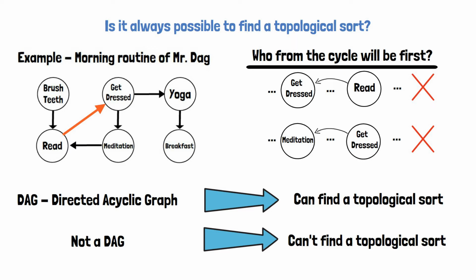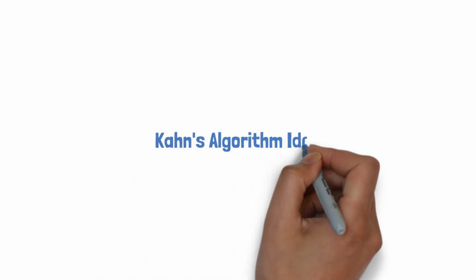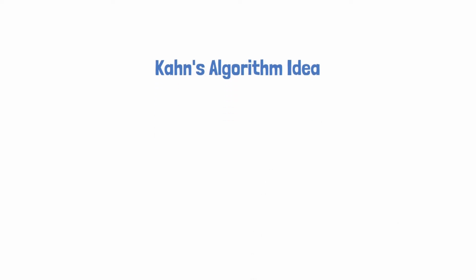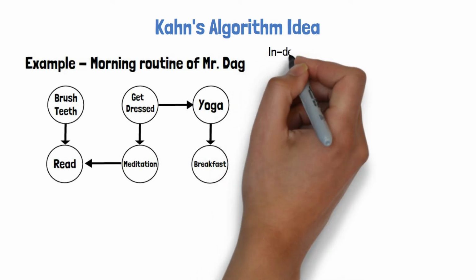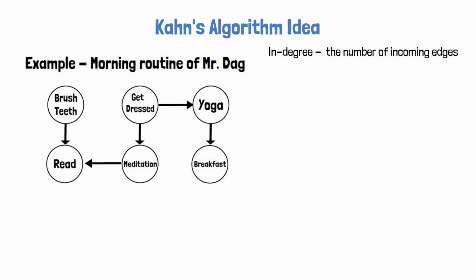Okay, let's move on to see how we can find the topological sort. One common algorithm for this is the Kahn algorithm. We start with the idea of Kahn algorithm and later we will see the pseudocode and the full example. But before, let's define what in-degree of a vertex means. In-degree of a vertex is simply the number of incoming edges it has. Specifically, if a vertex has in-degree 0, it means it has no incoming edges.